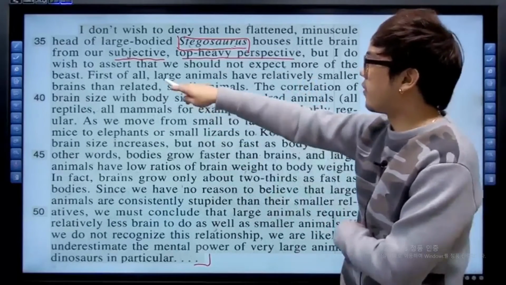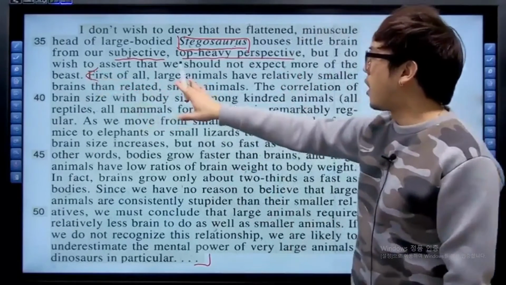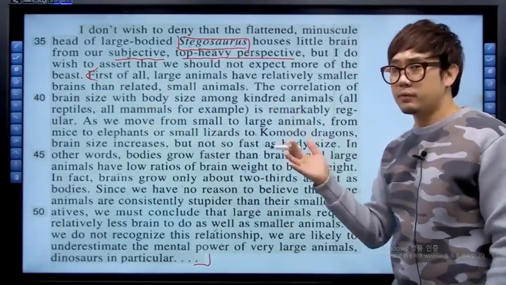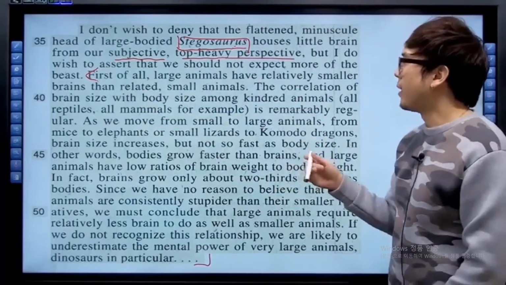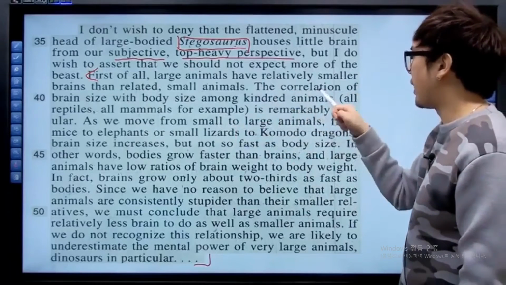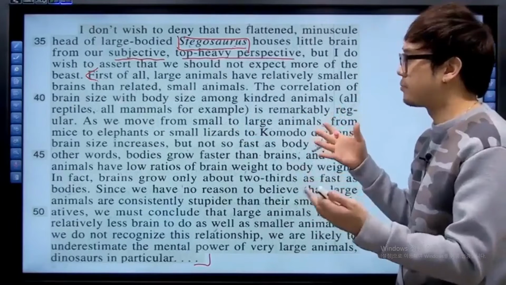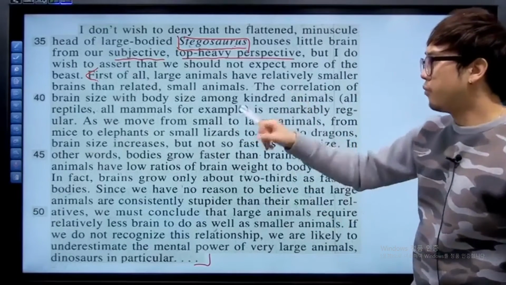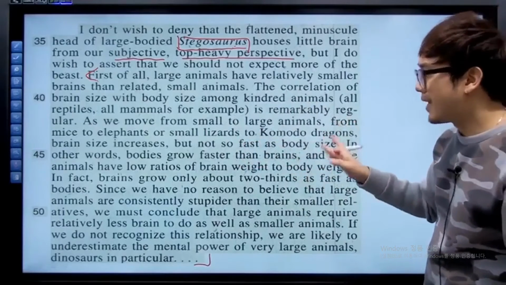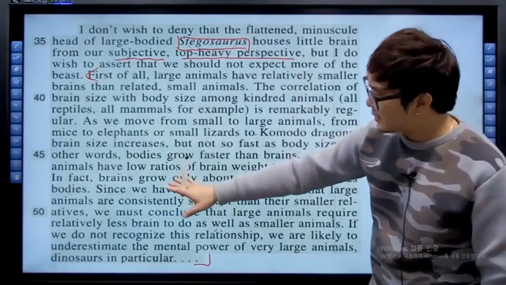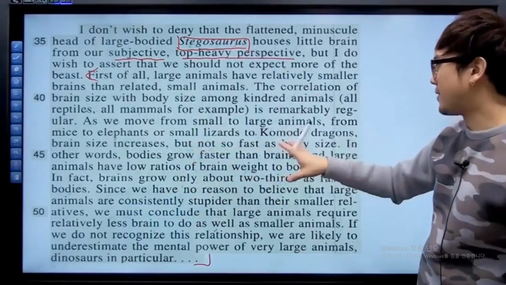It says, first of all, we'll read from here. Large animals have relatively smaller brains than related small animals. That's what we're saying, and that's right there. It says the correlation of the brain size with body size among kindred animals, like similar kinds, all reptiles and all mammals, for example, is remarkably regular. As we move from small to large animals, from mice to elephants or small lizards to Komodo dragons, brain size increases, but not so fast as body size.